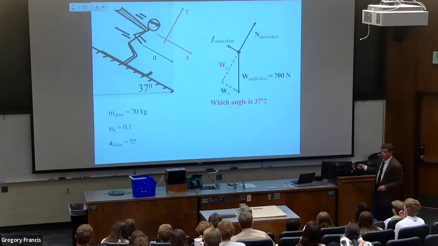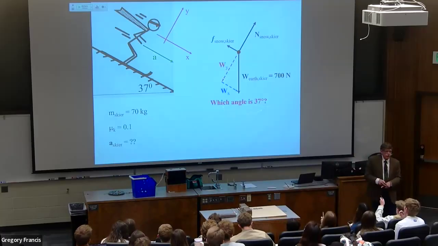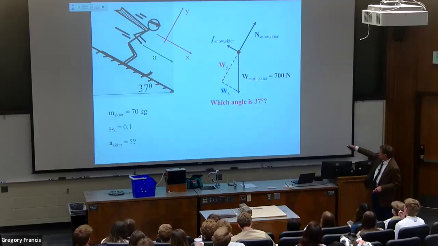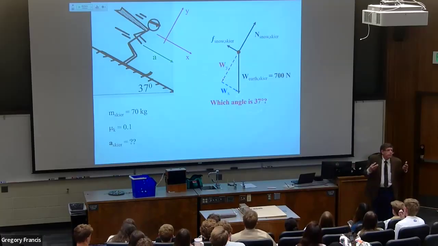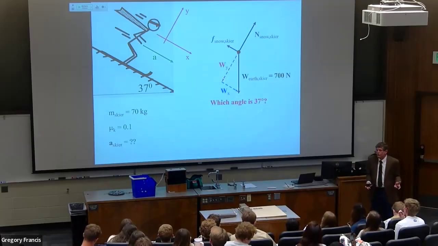Which angle is 37 degrees? Well, Greg told you it would be this angle between the y part of the weight and the total weight. But why? Do I just trust Greg? That seems like a foolish thing to do.